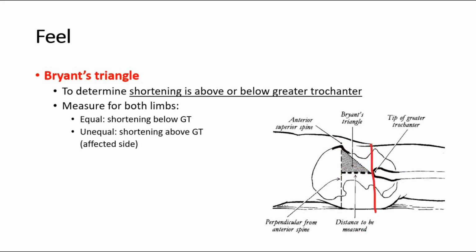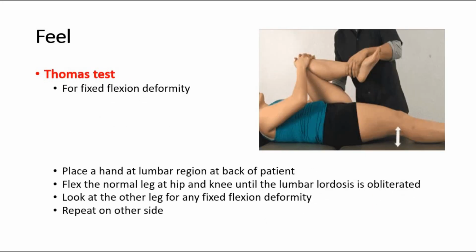Another test is the Thomas test. This is done for any fixed flexion deformity. So we place one of our hands at the lumbar region at the back of the patient, between the lumbar region and the bed. Flex the normal leg at the hip and knee until we feel that the lumbar lordosis is obliterated. And then we look at the other leg for any fixed flexion deformity. After doing these steps, we repeat on the other side.